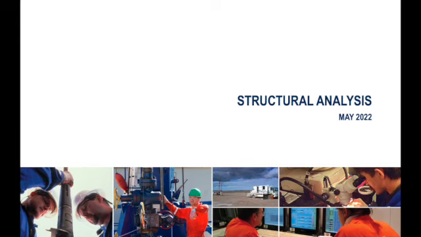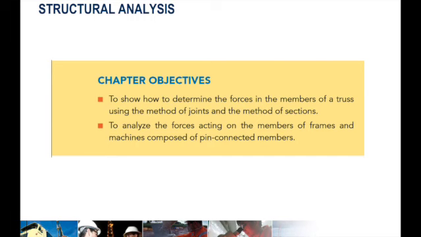So we are here to continue our previous lesson about structural analysis. We have the same objectives for this lecture, but from last time we did the method of joints to determine forces in members of a truss. We defined the truss. We defined the external support reactions, and now we will be going about the other method, which is the method of sections.